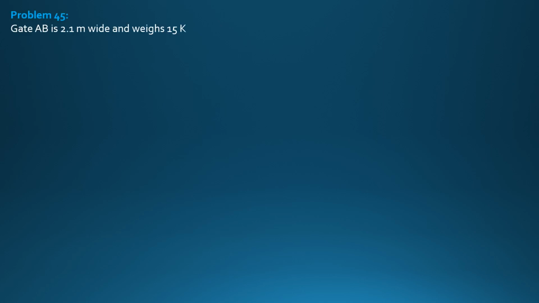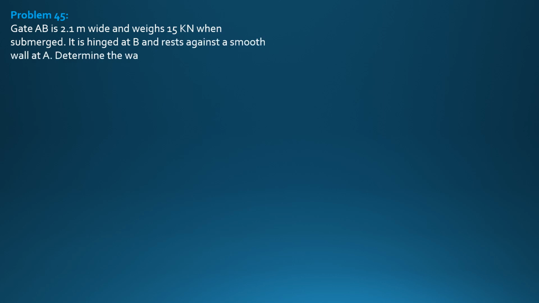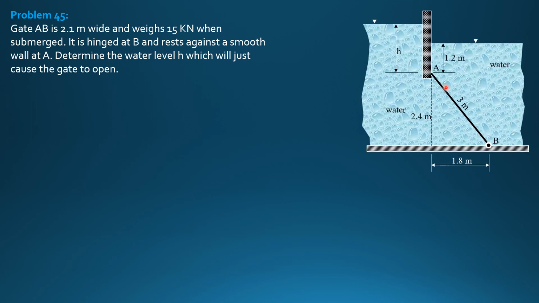Gate AB is 2.1 meters wide and weighs 15 kilonewtons when submerged. It is hinged at B and rests against a smooth wall at A. Determine the water level H which will just cause the gate to open. So here is the given figure.